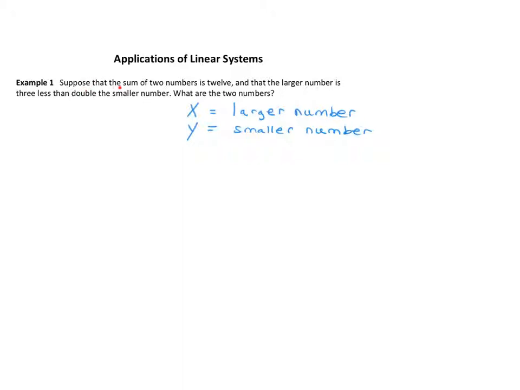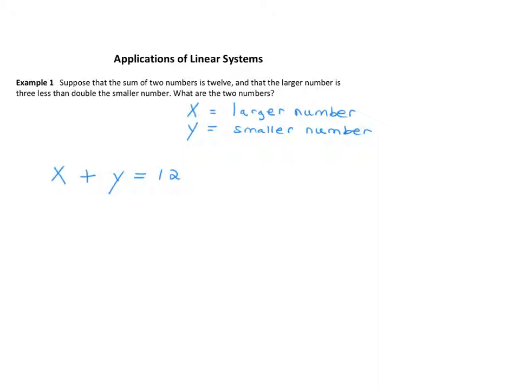So suppose that the sum of two numbers is 12. This very first portion of this first sentence tells me that if I have two numbers and I'm calling them x and y, and their sum is equal to 12, I pretty much get my first equation pretty easily. x plus y is 12. All right, but if we have two variables, we're going to need a second equation.